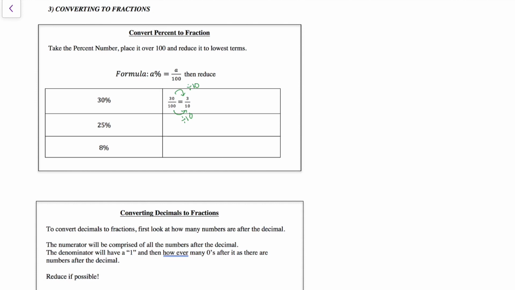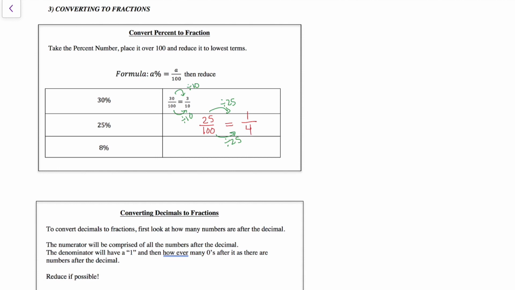Okay, so I have 25 out of 100, thinking about what common factor is between 25 and 100. And actually, I can do 25. So I'm going to divide both the top and the bottom by 25. And I get 1 out of 4.